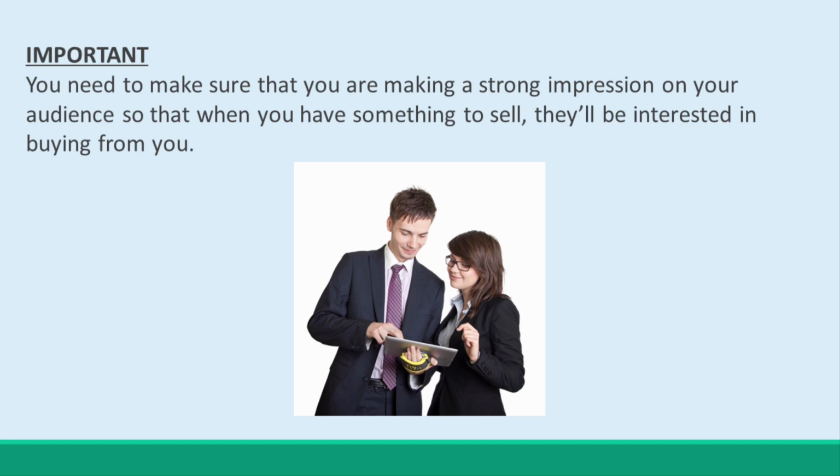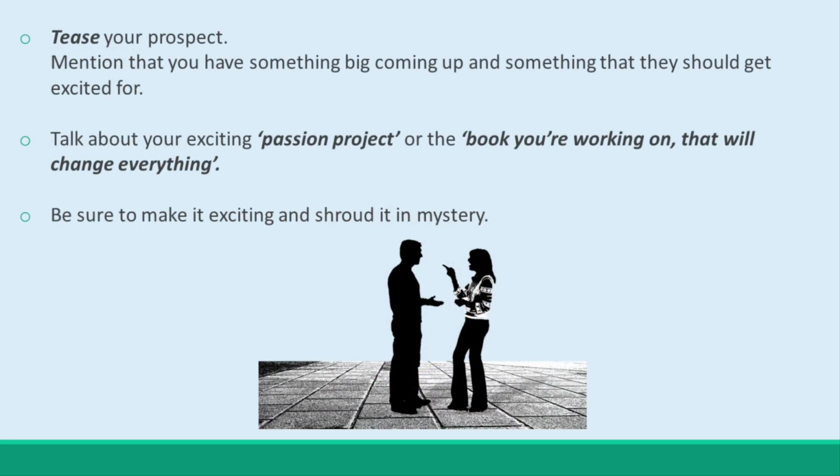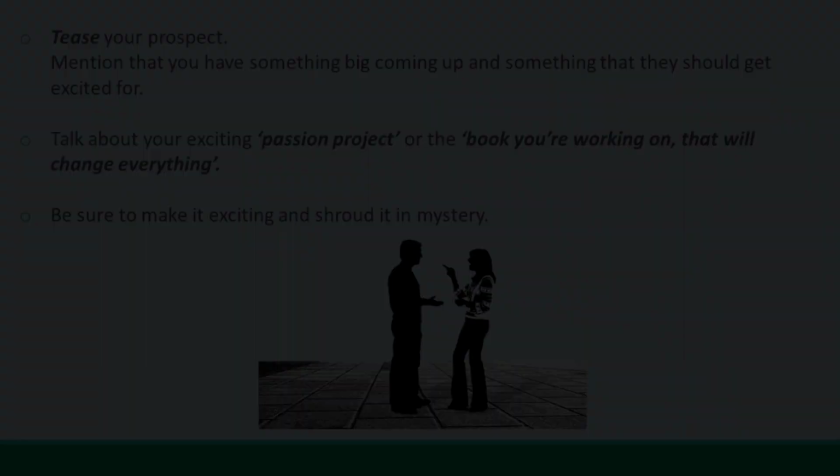Once you have earned that trust and you're seen as an authority, another good strategy is to start building some interest early on. The best way to do that? Become a tease. This means you're going to mention that you have something big coming up and something that they should get excited for. Long before you even announce that you're releasing something, talk about your exciting passion project or the book you're working on that will change everything. Make it exciting and shroud it in mystery. Then, when it comes to the announcement, your audience will already be sold.